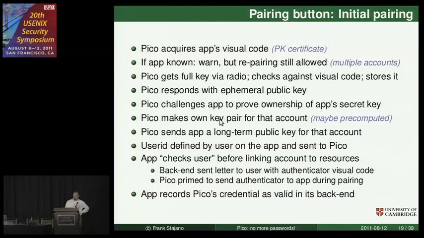That's the same as before. Pico makes up its own key pair for that account. If that is something that takes a long time, this can be pre-computed. The same applies to the ephemeral keys that were in the previous slide. And then Pico sends the app a long-term public key for that account. And the user ID, human-readable user ID, can be defined with the app itself, the app's user interface. You don't have to type the user ID on the Pico. It can be typed in the app and then transferred to the Pico through the radio.